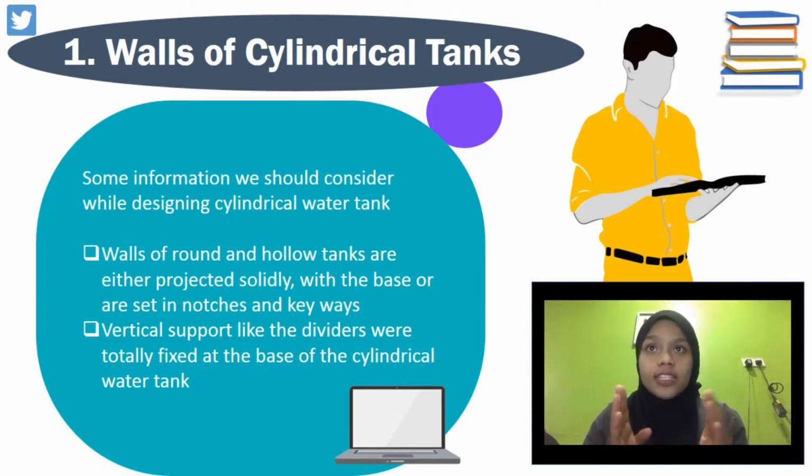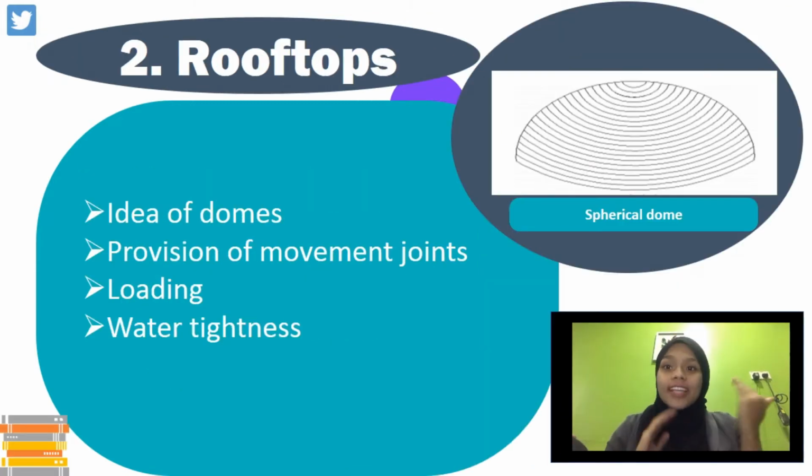Okay, so the first one is walls of cylindrical tank. Some of the information we should consider while designing cylindrical water tank, such as the walls of round and hollow tanks. This is either projected solidly with the base and are set knots and keyways. So the second one is the vertical supports like the dividers were totally fixed at the base of the cylindrical water tank.